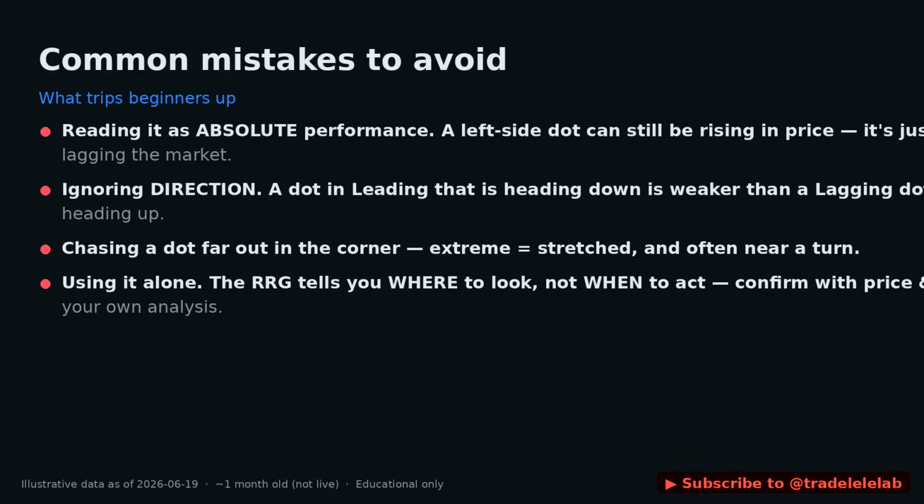The first, and biggest, reading the graph as absolute performance. A dot on the left side is not necessarily falling in price. It may well be rising, it is simply lagging the market. Always think relative. The second mistake, ignoring direction. A dot in the green leading quadrant that is heading downward is, in truth, weaker than a dot in the red lagging quadrant that is turning upward. Direction matters more than the current quadrant.